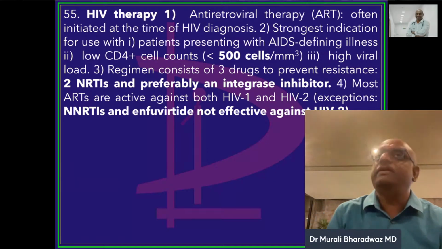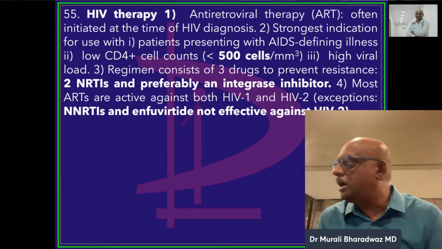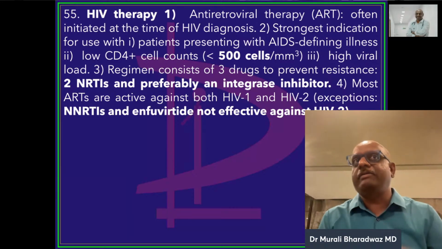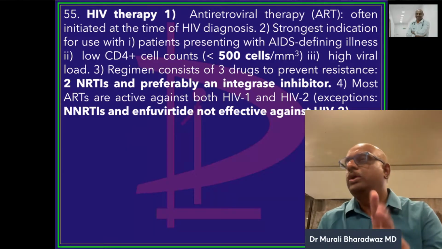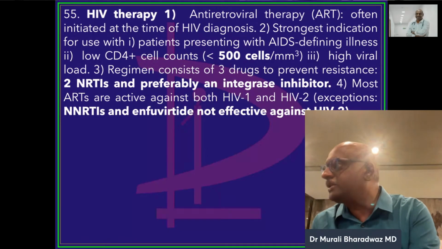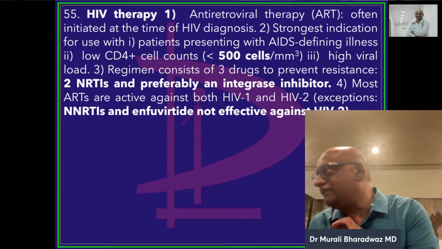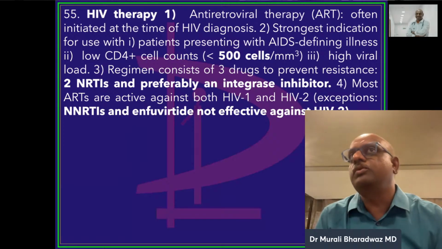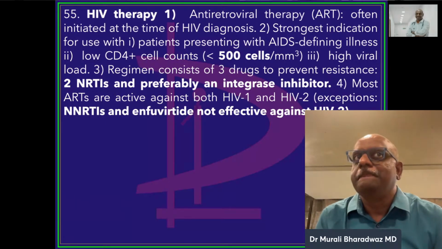When do we use the HIV therapy? Whenever there is a low CD4 count, less than 500, you should remember 3 drugs: 2 NRTIs, nucleoside reverse transcriptase inhibitors, and an integrase inhibitor. These are the most common regimen to prevent resistance.